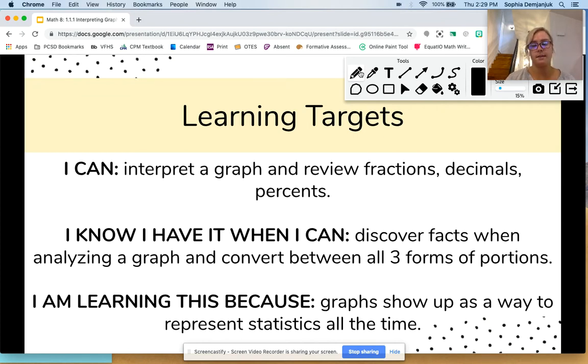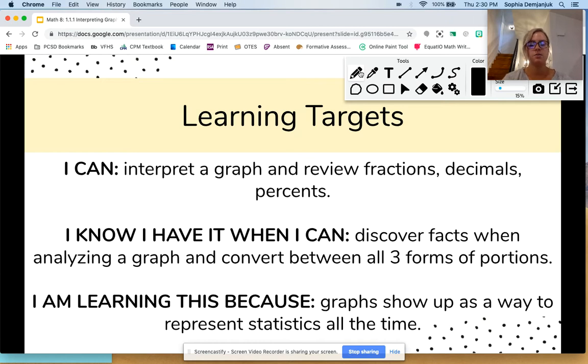We're going to do one example because that's all they gave us for interpreting graphs in this lesson that we can do remotely. And then the second half of the lesson, we're just going to be reviewing fractions, decimals, and percents. I know I have it when I can discover facts about analyzing a graph. That's the first half of it. And then the second review part is I know I have it when I can convert between all three forms of portions, meaning fractions, decimals, and percents.